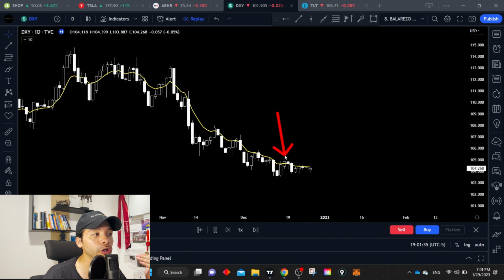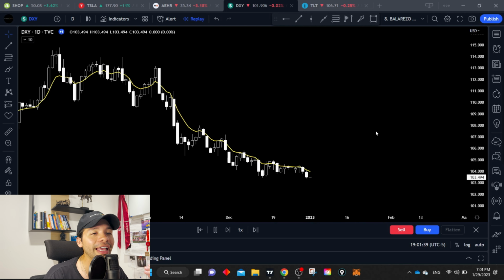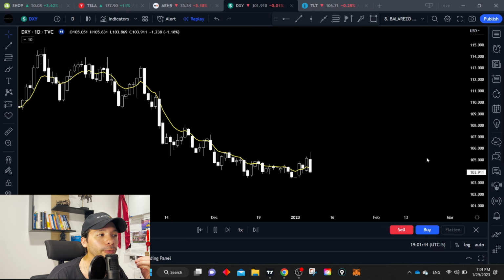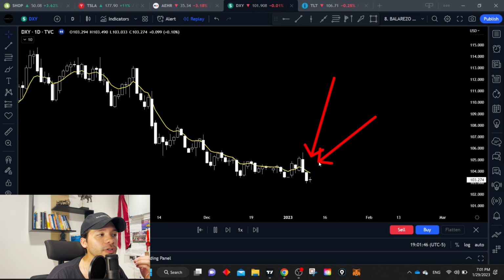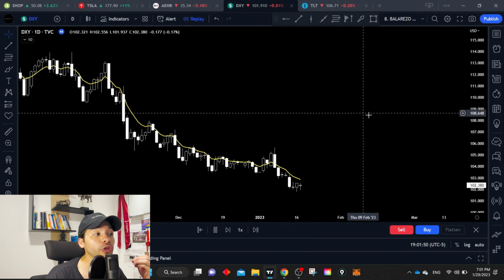Because sometimes price can close above it, but as long as the price consistently closes below it, it can act as a really good roadmap for the price to follow. And you can see that we just continue to plunge here in the dollar, which is the most recent price action that we actually have.